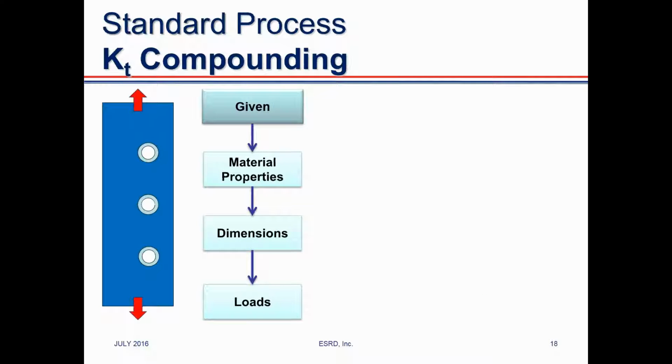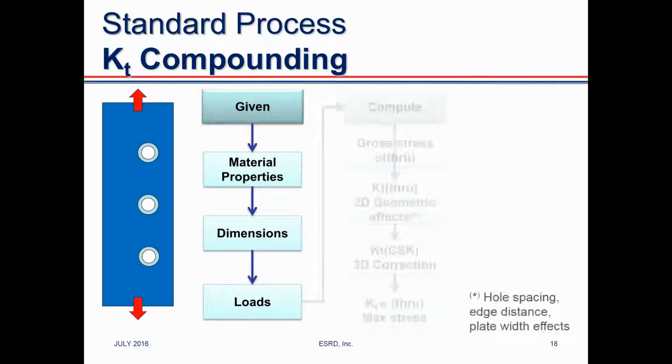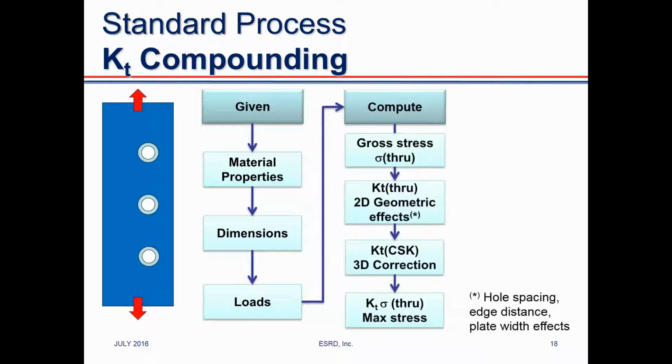The standard process can basically be summarized in these few steps. Given the material properties, dimensions, and loads, the goal is to compute the gross stress coming from the loading, assuming that there are no holes. Then introduce the two-dimensional geometric effects, like hole spacing, edge distance, and plate width effects, to compute a KT through, that means the stress concentration factor that has to be applied to the through load. Finally, a correction term is added to account for the three-dimensional countersink, and they are combined to obtain the maximum stress.